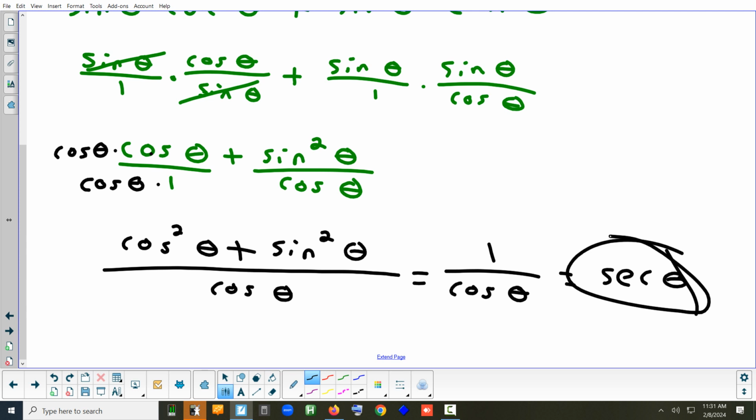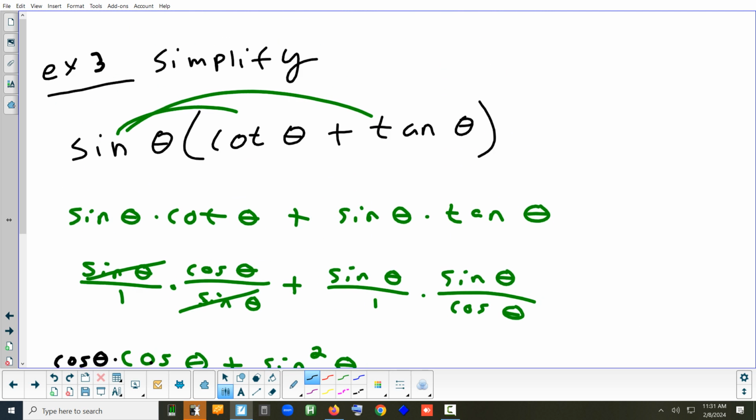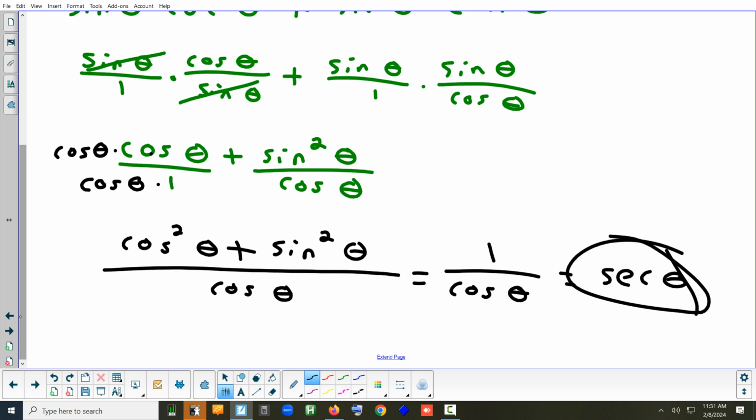And that's your answer. So look at how complicated of a thing we started with. 3 different trig functions, distributive property, and we simplified the whole thing down to just secant. It takes a lot of practice to get really good at these.